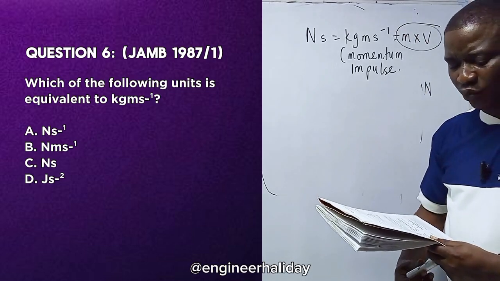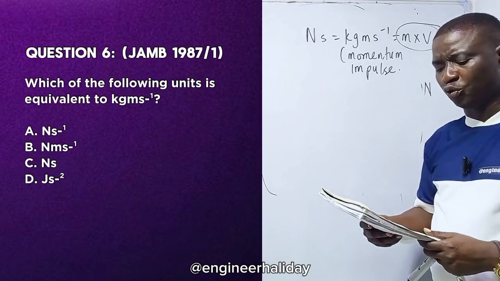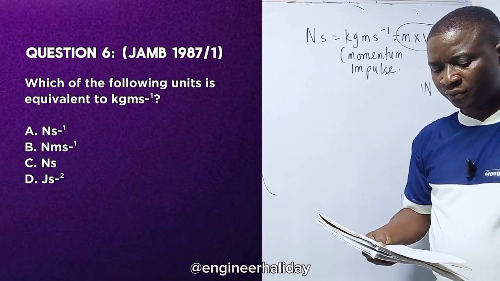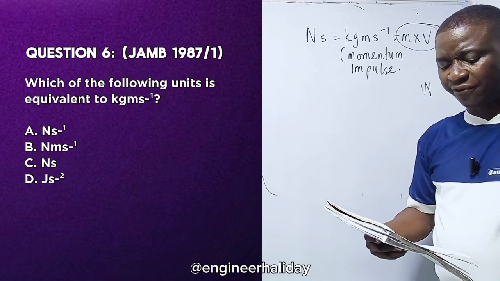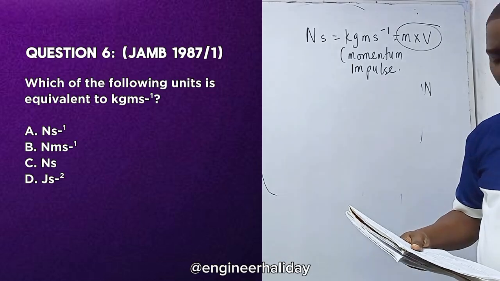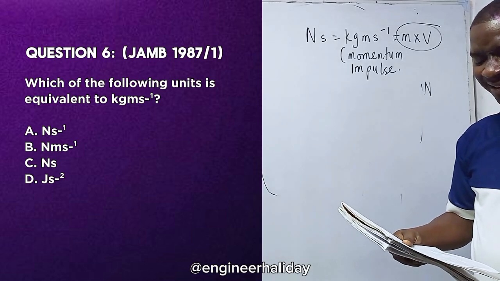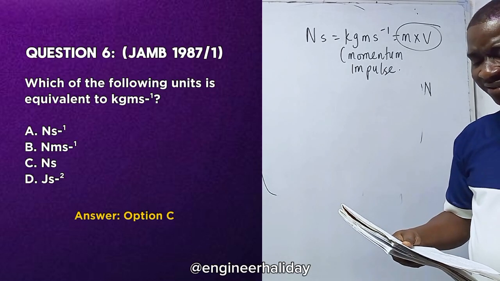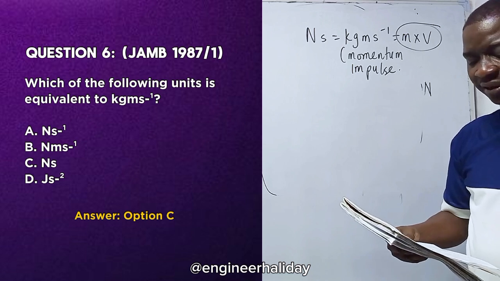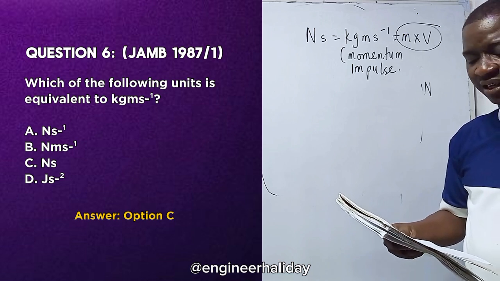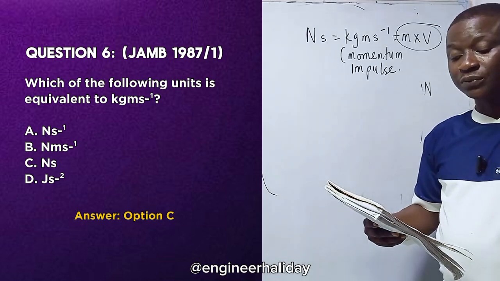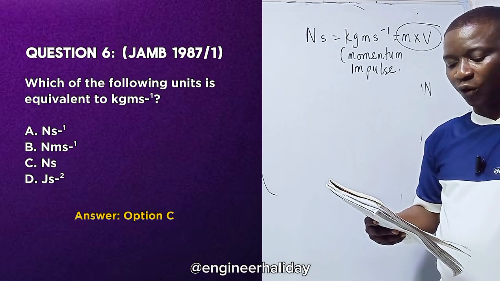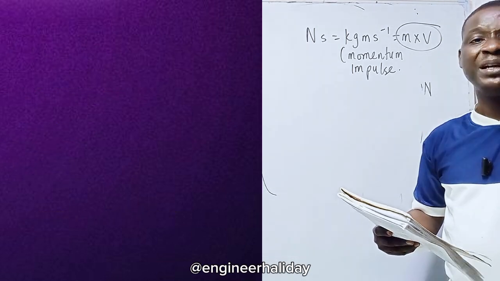So the answer to that question: which of the following is equivalent to kg meter per second? A is Newton per second. That one is rate of force. B, Newton meter per second. That one is not the answer. C is Newton second. Yes, correct. D is joules per second. No, that is not the answer. So the answer is C. Option C is Newton second. This is correct. Thank you. We meet in the second section.